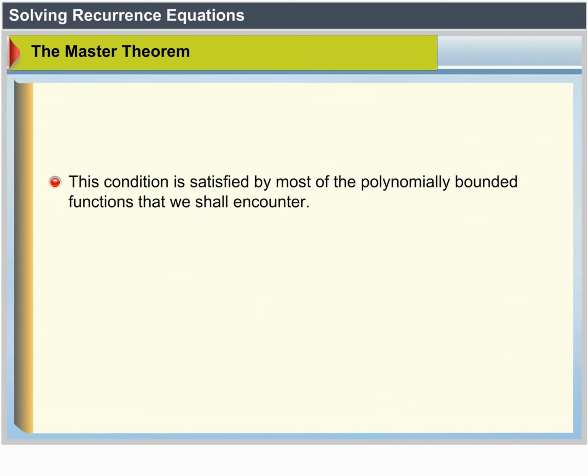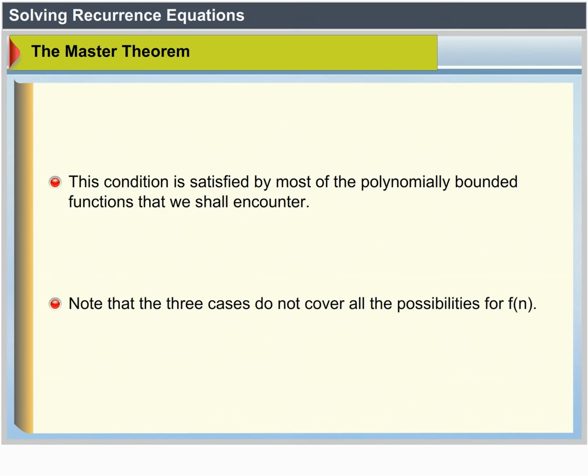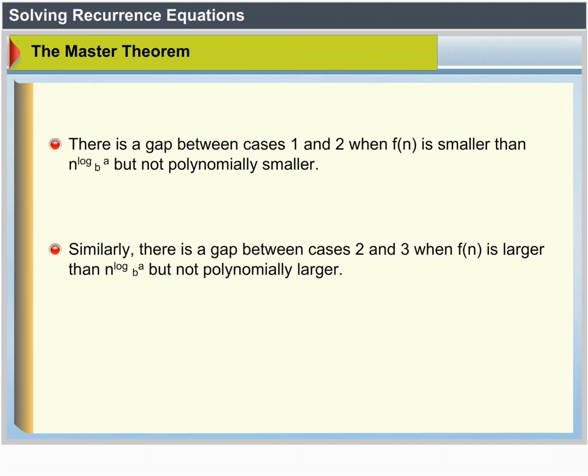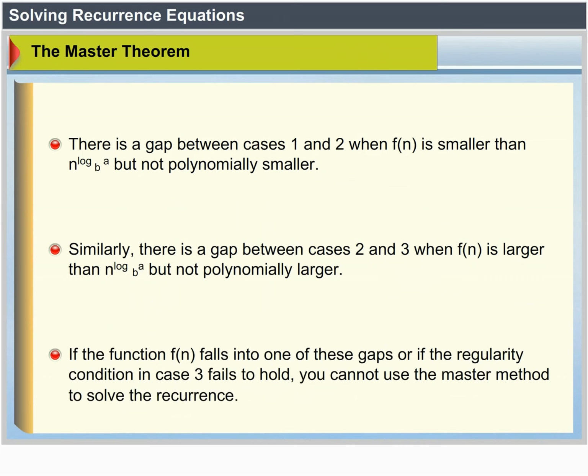This condition is satisfied by most of the polynomially bounded functions that we shall encounter. Note that the three cases do not cover all the possibilities for f(n). There is a gap between cases 1 and 2 when f(n) is smaller than n^(log_b a), but not polynomially smaller. Similarly, there is a gap between cases 2 and 3 when f(n) is larger than n^(log_b a), but not polynomially larger. If the function f(n) falls into one of these gaps, or if the regularity condition in case 3 fails to hold, you cannot use the master method to solve the recurrence.